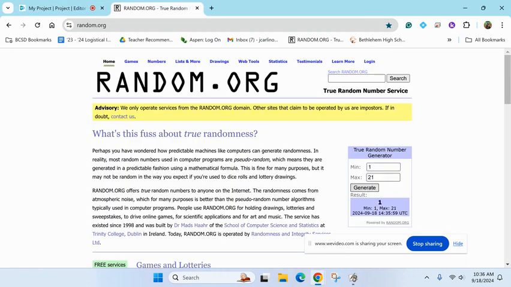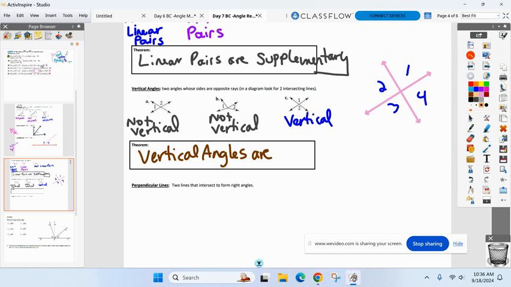Here we go. 25. I think I can handle that. 25. Angle 1. What's got to be angle 4 then, based on everything we've talked about so far? 155. Yep. Why? Because they are supplementary, they're linear pairs. Stay with me. 155, what's got to be angle 3?